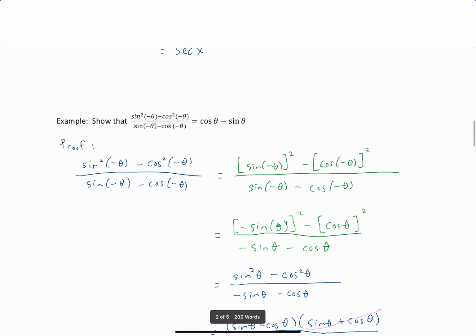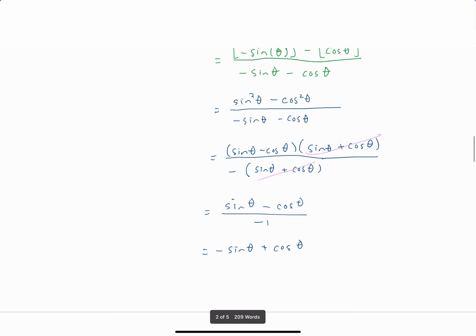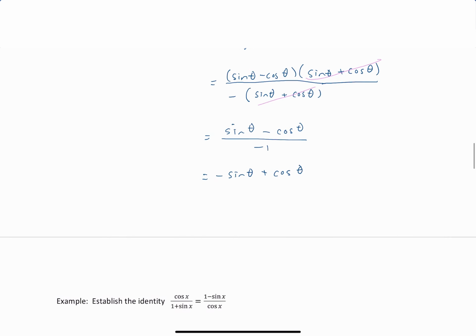So, oh yeah, we want cosine theta minus sine of theta. Well, I basically have that. I just need to reverse the order those two terms are in, and I have my right-hand side. So I am done.